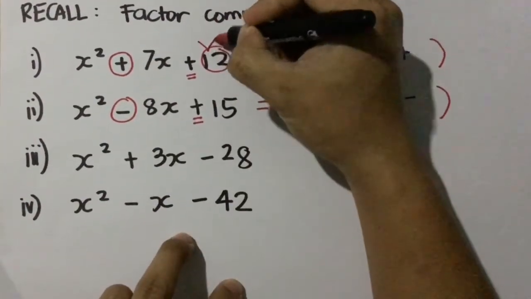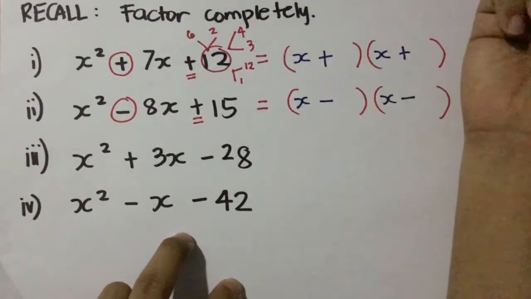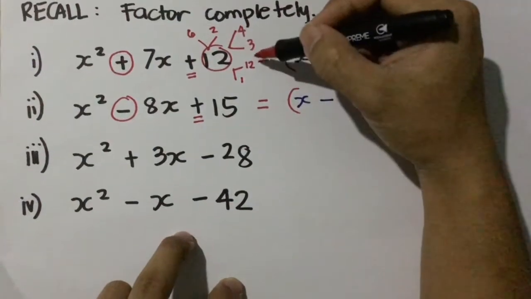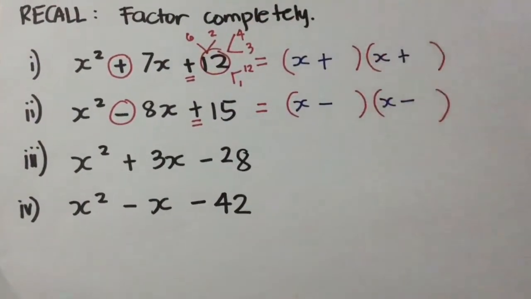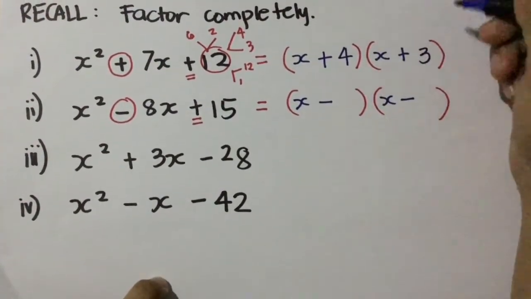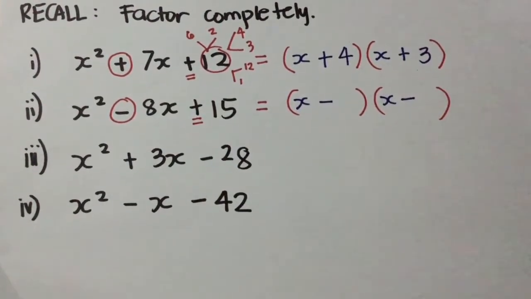We know that 12 has factors 6 and 2, 4 and 3, and 12 and 1. But which of these factors will actually result in 7? That is 4 and 3. Therefore, your factors are x plus 4 and x plus 3. You can also write it as x plus 3 times x plus 4. They're commutative under multiplication.